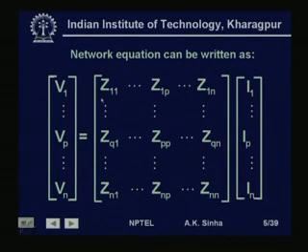Now, these elements Z11 up to Z1n, or Zn1 up to Znn, are the elements of the Z bus matrix, and we need to find the values for these elements for the system. We do this by the Z bus building algorithm. We will see how we do that.